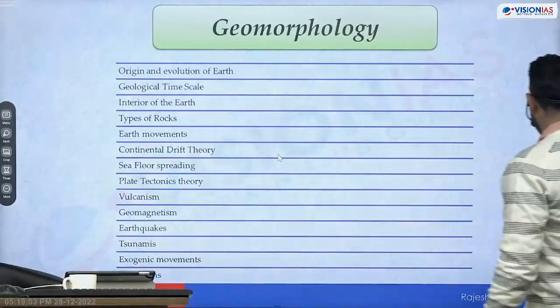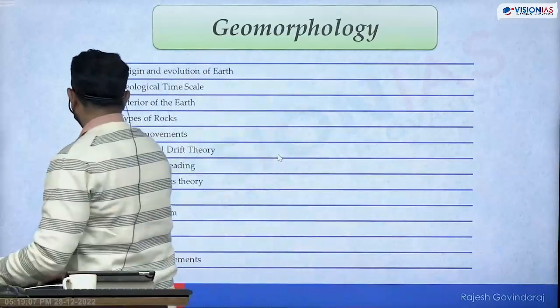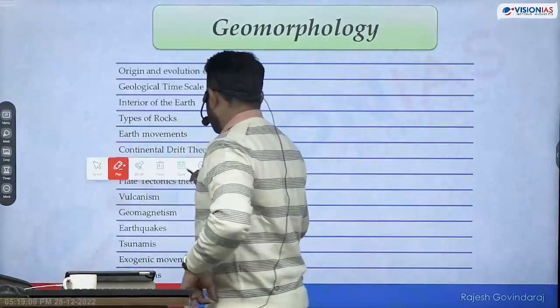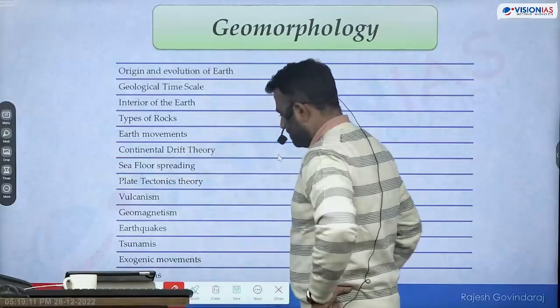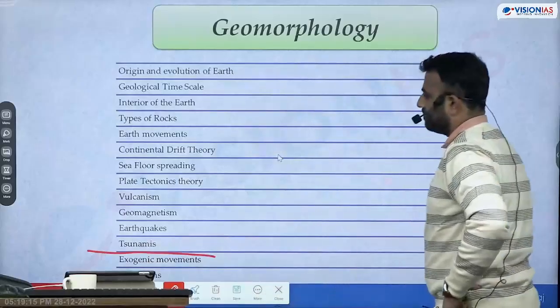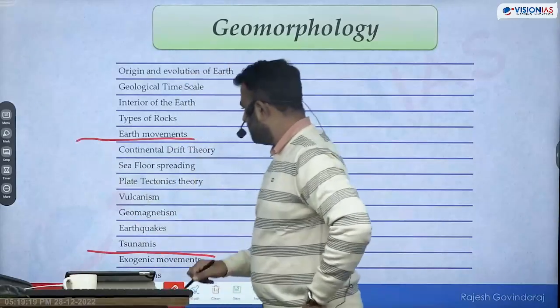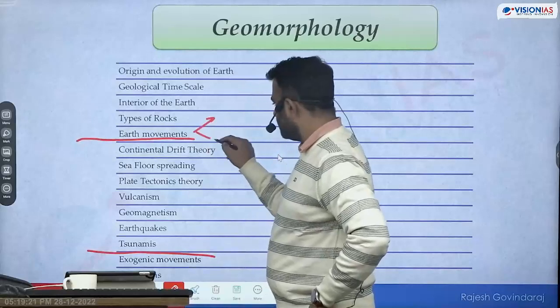So this was geomorphology. तो हमने डिस्कस किया था स्टार्टिंग में. So we have covered till here. सुनामी तक हो गया. So when we are talking about Earth's movements, so I told you it is divided into two types.